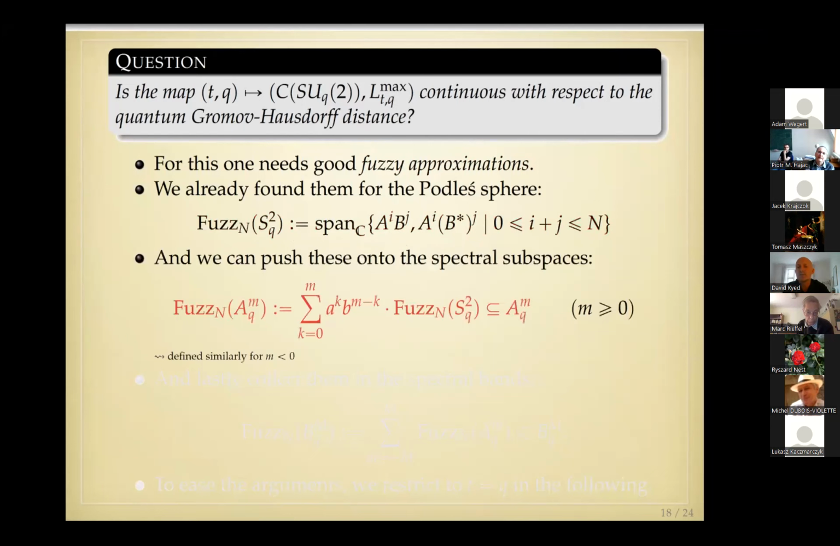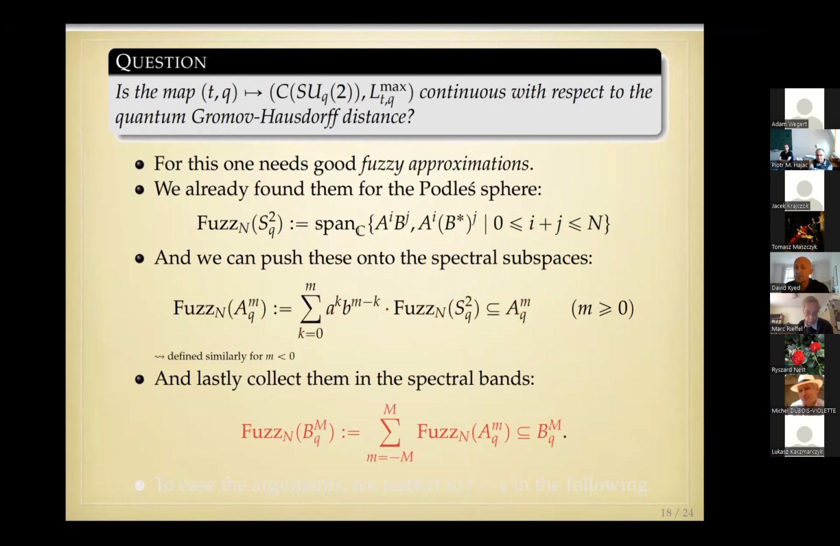And one way that you can push them into a spectral subspace, say A_m, is by taking these finite dimensional spaces and then multiplying them by polynomials of this form A to the K times B to the M minus K, because these are obvious elements in the A_q^m. So here you get a finite dimensional subspace in A_q^m. And if your M is negative, you need to add some stars, but it's basically the same definition. And then you can sum all of these up and call them a fuzzy analog of the spectral band.